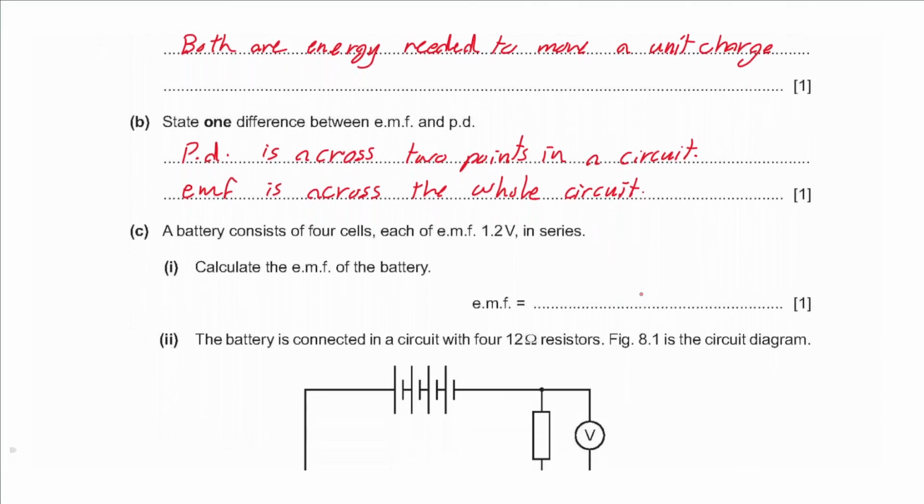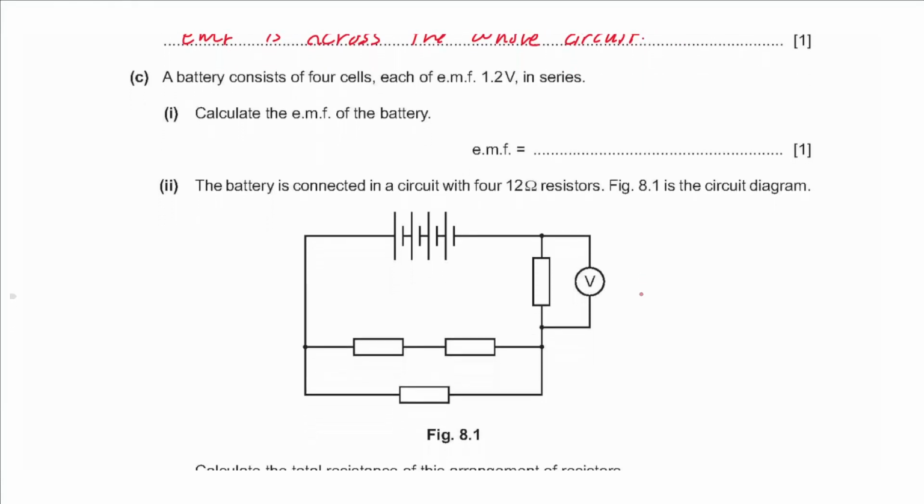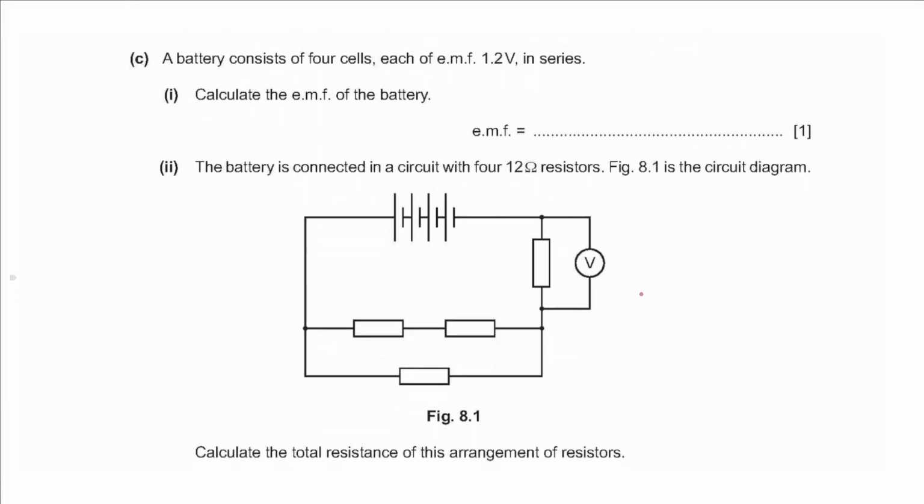Question C says a battery consists of 4 cells, each of EMF 1.2 volts in series. Part I says calculate the EMF of the battery. We multiply the voltage of one of the cells by the number of the cells, so 4 times 1.2 gives a total of 4.8 volts.